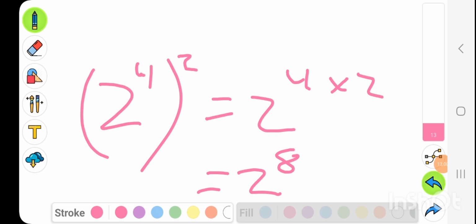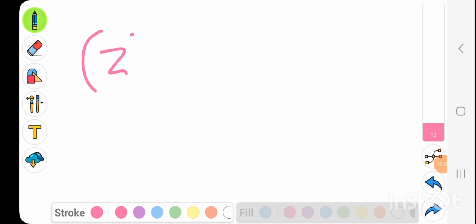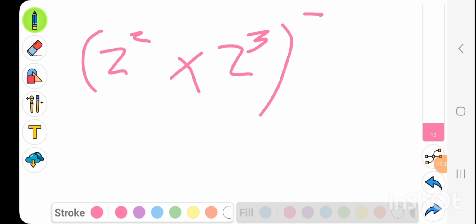So yeah, alright, let's do an actual one. Spice it up a little, alright? Okay, let's see here. Let's say 2 to the power of 2 multiplied by 2 to the power of 3, all cubed. So can you guys please do this question? You can pause the video if you want, and I will provide you with the answer.